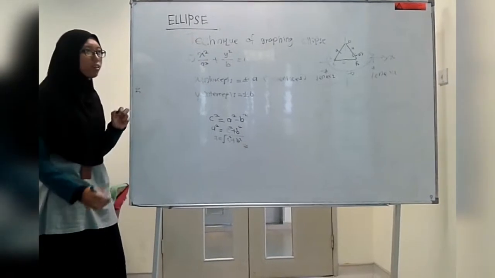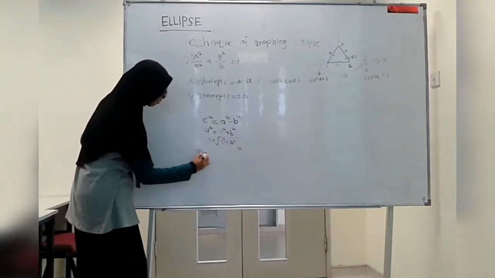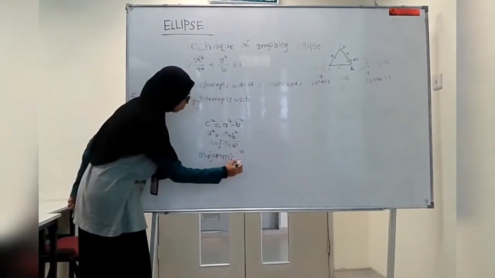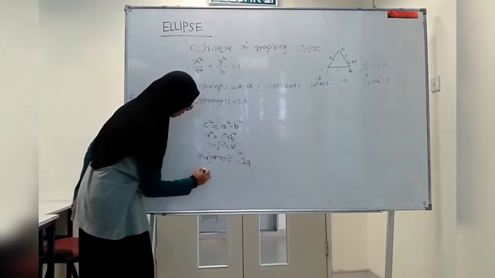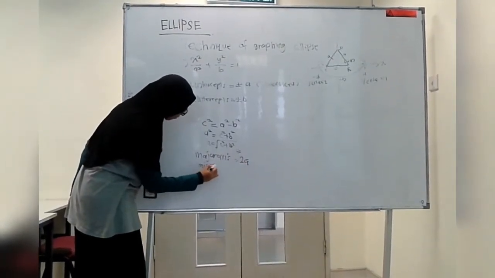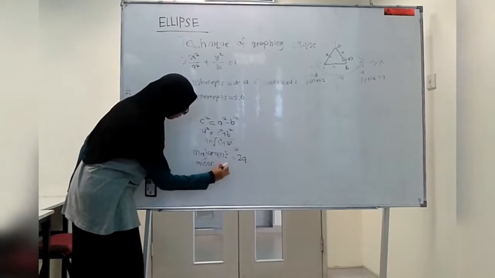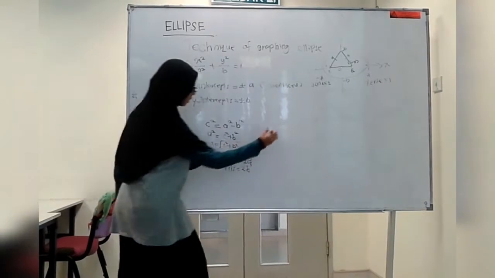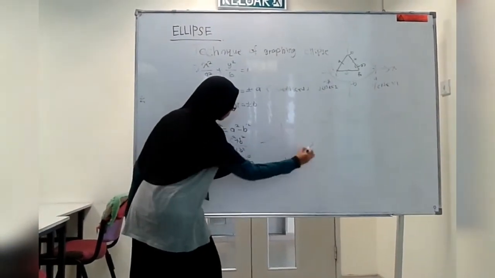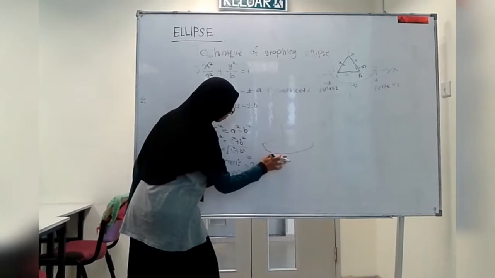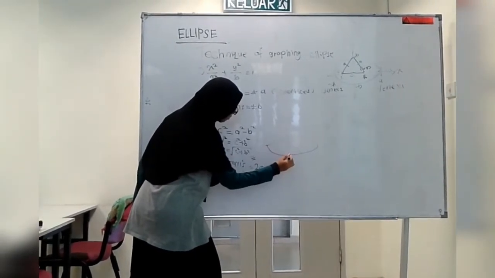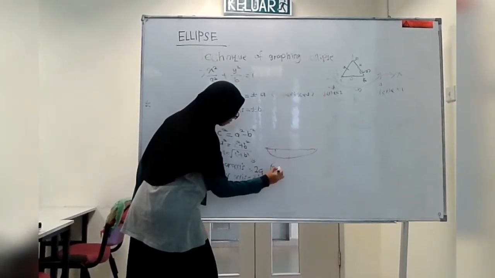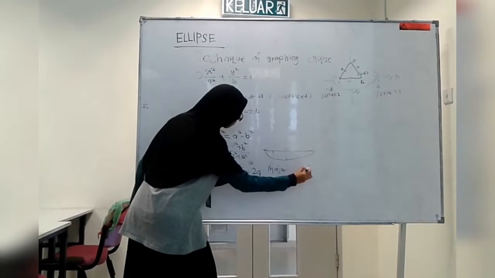Find a. And then to find the major axis, it equals 2a, and the minor axis is 2b. The major axis is here, and here is the minor axis, the perpendicular.